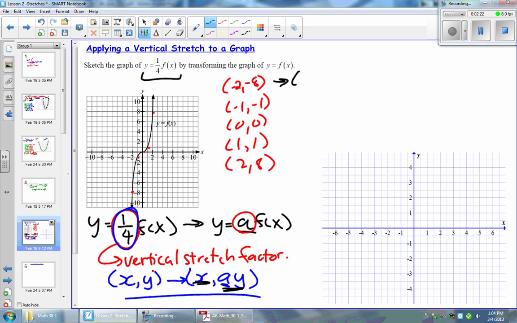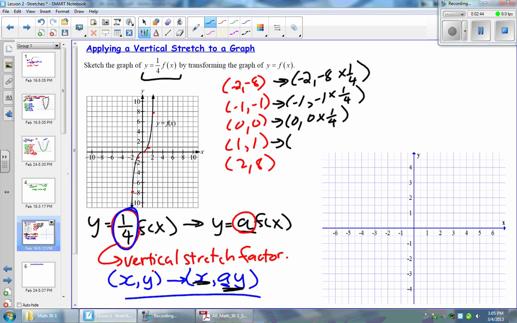So let's show that. I have -2, -8 times 1/4. Next I have -1, -1 times 1/4. 0, 0 times 1/4. There you go. And here we go, almost there. 1, 1 times 1/4. And finally, 2, 8 becomes 2, 8 times 1/4. Obviously that doesn't look very pretty. You can't really tell what the points are, so let's carry out some multiplication here.